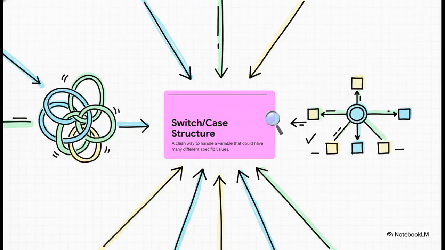So what do you do when you have a situation with tons of possible paths, not just one or two? I mean, you could write a super long, messy chain of if-else statements. Or you could use a much cleaner, more elegant tool called a switch or case statement. It's designed for exactly this, checking one variable against a whole list of possible values.